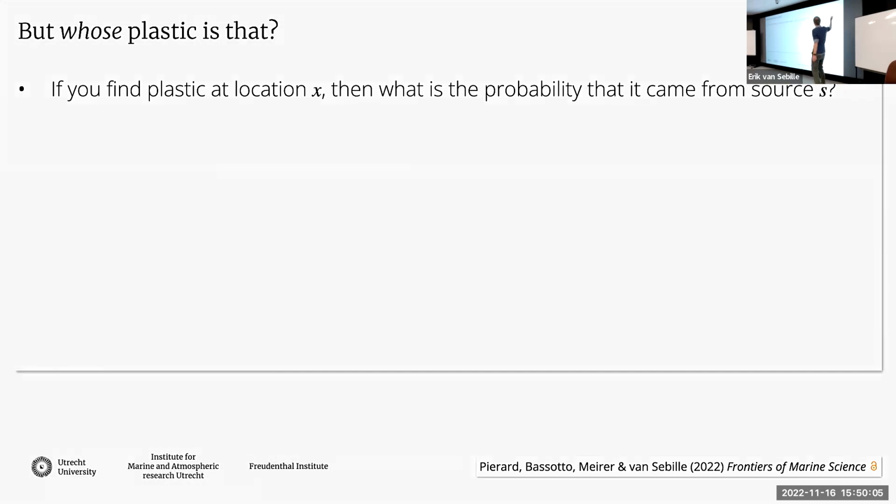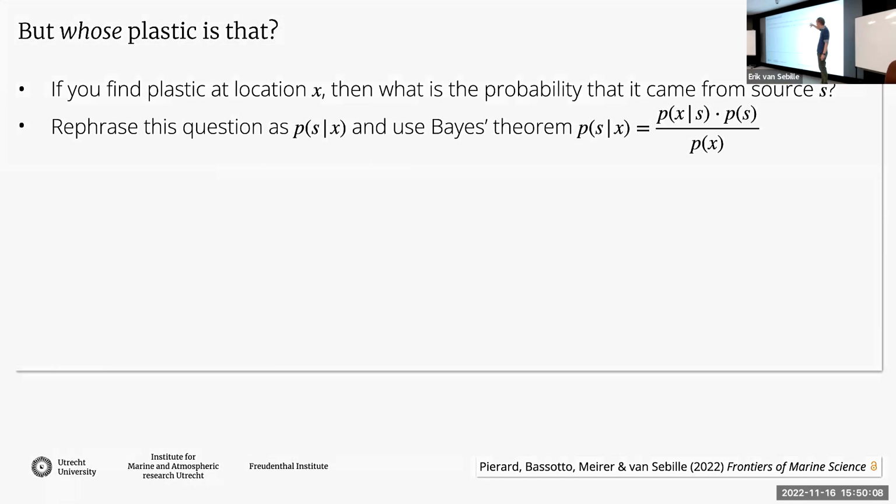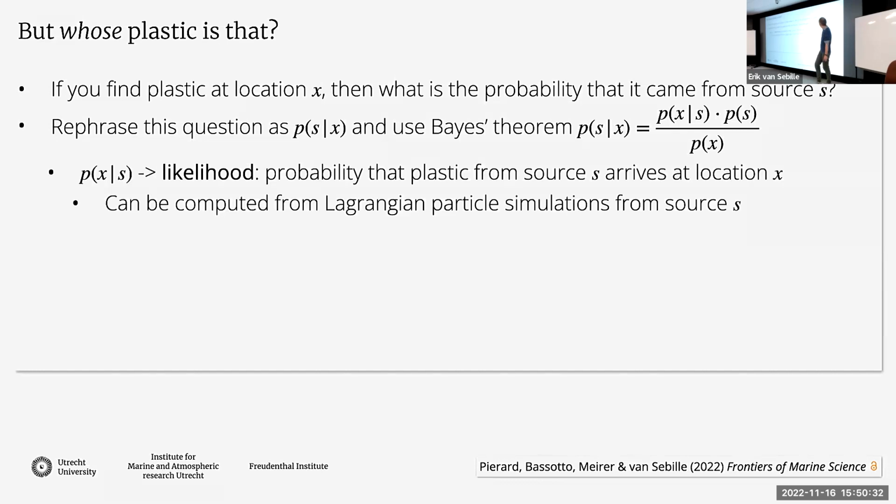And this is framed immediately, you see, as a Bayesian question, which you can then rephrase as: the probability of the plastic at point X coming from S is the probability that plastic that comes from a certain source ends up at the location X, times the probability that it came from a certain source to begin with, divided by the probability that it is at that location to begin with. Now, this one is the likelihood, and we can calculate it with our simulations. That is what they do, right?